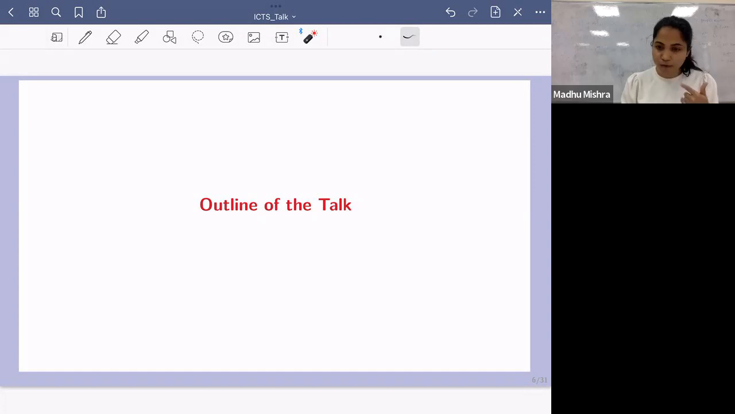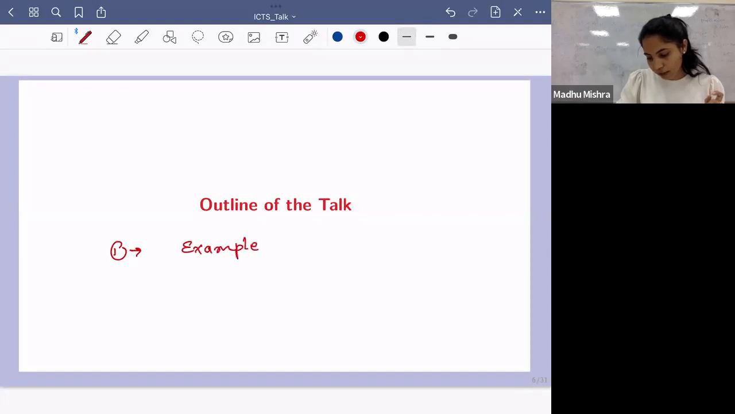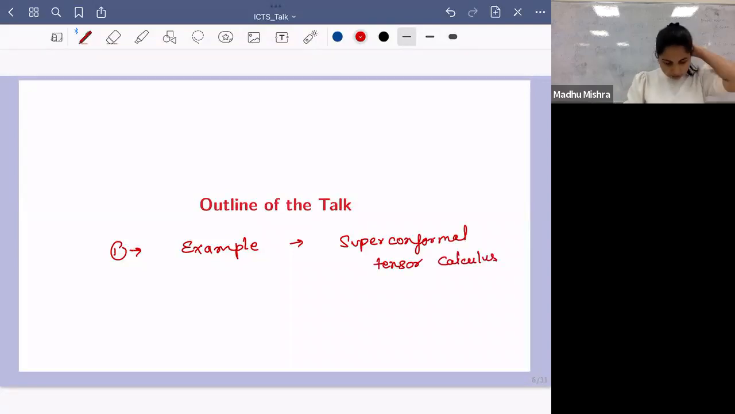And for the construction of off-shell higher derivative action in supergravity, one uses superconformal tensor calculus. So the plan of the talk from here on is as follows. First, we will learn the technique with the help of simple examples. So we will do a simple example to learn the superconformal tensor calculus, first without including any supersymmetry.